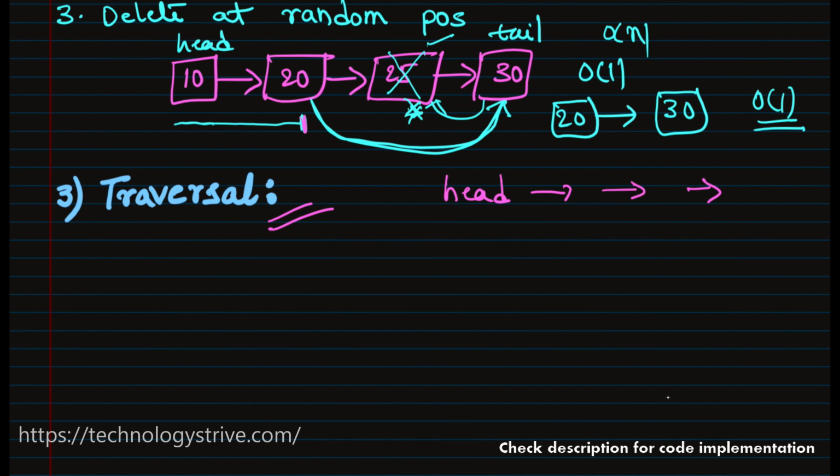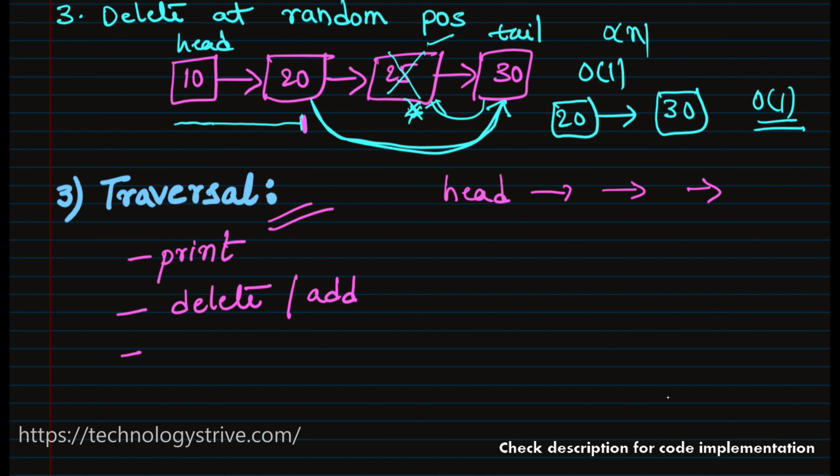Traversal is most frequently used, because if we want to print the content of the linked list, we have to traverse, and if we want to delete a node at some position, again we have to traverse. So deletion also uses traversal. We traverse only until that point, then do the delete or add operation.